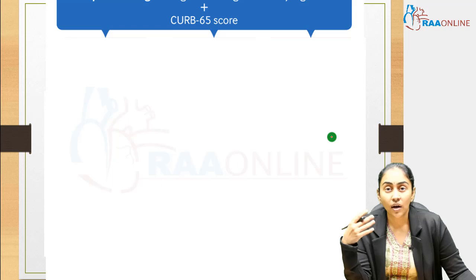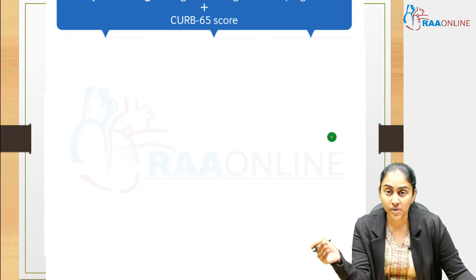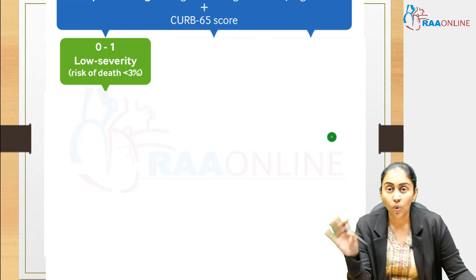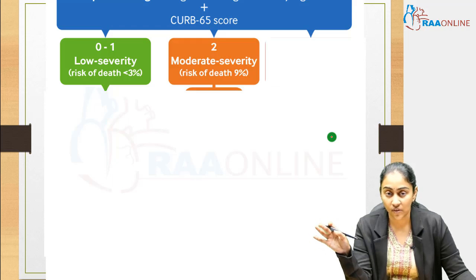Now, how do you prescribe antibiotics based on this score? As I said earlier, you do a CURB-65 score, and if the score is 1 or less, that means you can manage with oral antibiotics in the outpatient setting itself.